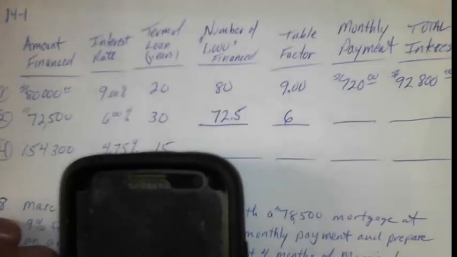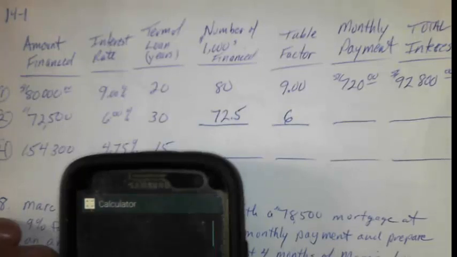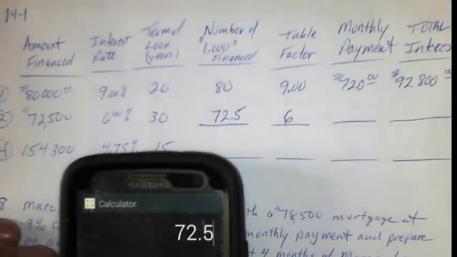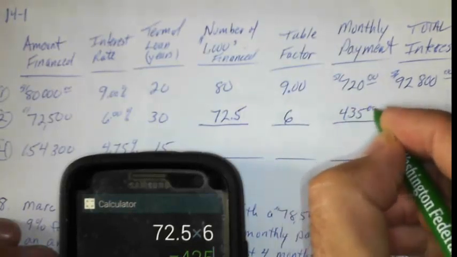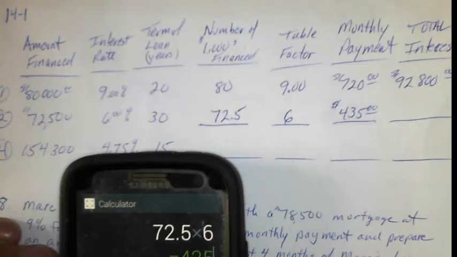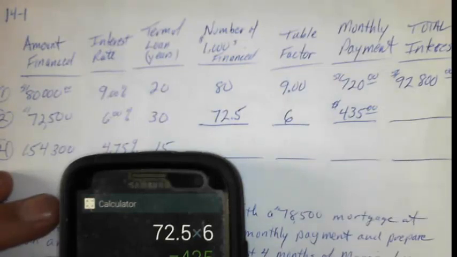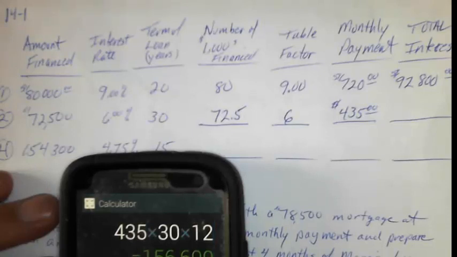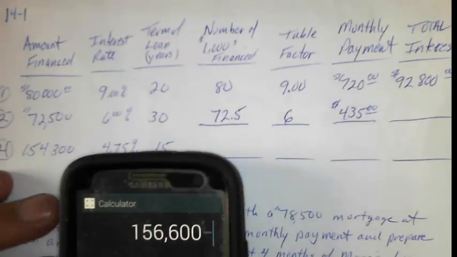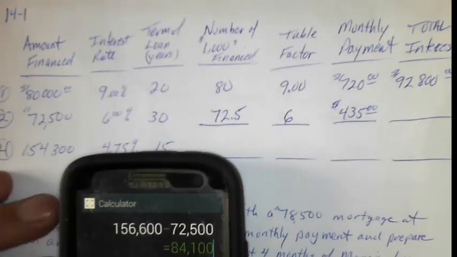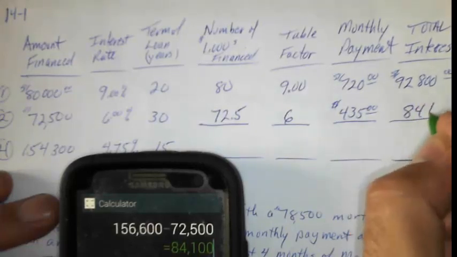Then we're going to get our calculator out. Again, so we would have 72.5 for the number of thousands times table factor. And our payment then is $435 a month. Still looking for total interest. So we would have $435 a month for 30 years times 12 months. So that's the total they paid out. Subtract your initial principal, and that gives the total interest then.